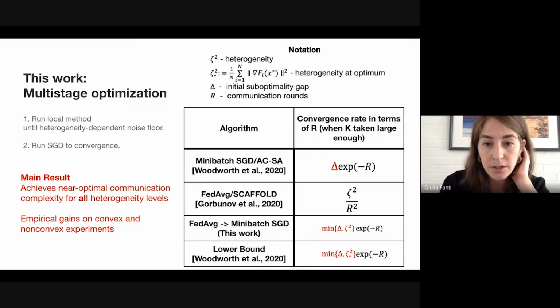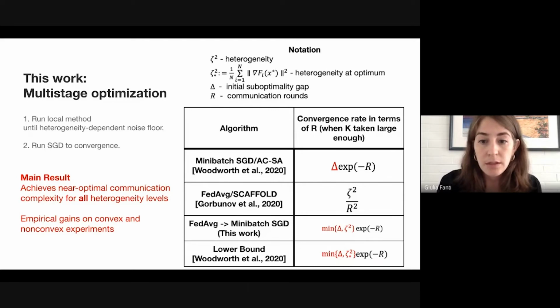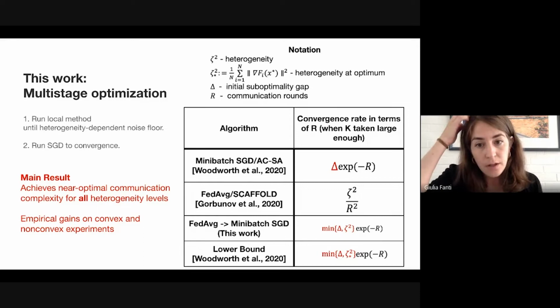That I mentioned earlier. And the main result of our work is that if we assume that the global heterogeneity is of the same order as the heterogeneity evaluated only at the global optimum, then we can match this lower bound. So that's all I have.